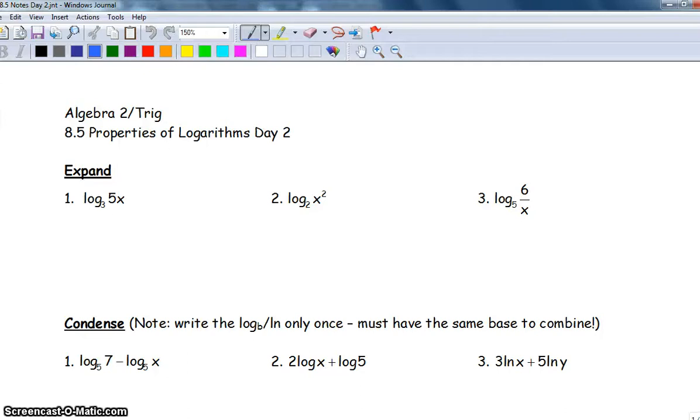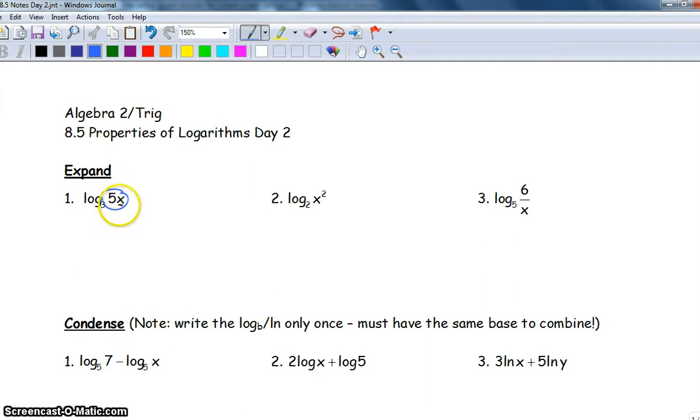Alright, moving on to our second day of properties of logarithms. Reviewing what we talked about yesterday is when we expand. Think about expanding as a word that makes it bigger. We're going to go from one little piece to multiple pieces. And when we expand, we look at the fact that we have log base 3 of 5x.